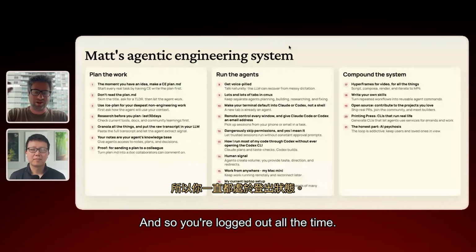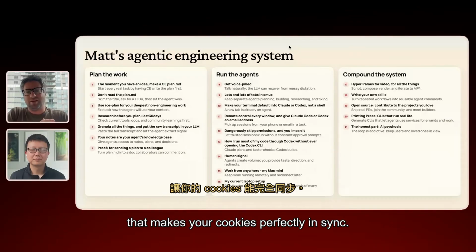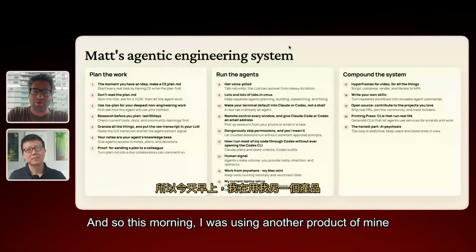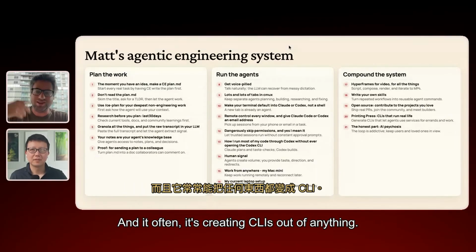And so you're logged out all the time. And so I built something over Tailscale that makes your cookies perfectly in sync. And so this morning I was using another product of mine that I built with Trevin called the printing press. And it's creating CLIs out of anything.